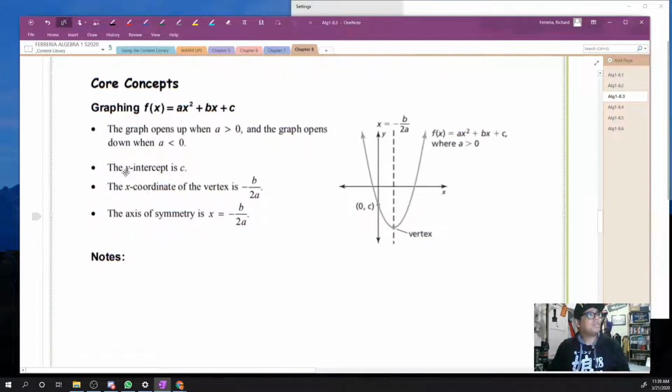All right, here's stuff that we've gone over. You can read these, of course. Y-intercept is C. The x-coordinate is negative b over 2a. And then the axis of symmetry, we didn't talk about that. The axis of symmetry is always the same x-coordinate as the vertex. So since the x-coordinate of the vertex is negative b over 2a, the axis of symmetry is also going to be negative b over 2a.